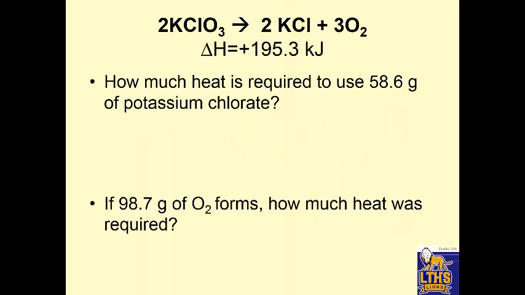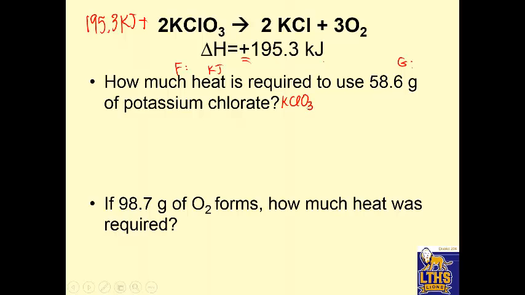All right, so can we also use other information? This delta H really means that on this side of the reaction, there's 195.3 kilojoules, because it's endothermic, because of that positive sign. So how much heat? We're trying to find heat. Heat is going to be kilojoules. How much heat is required to use up 58.6 grams of potassium chlorate, KClO3?